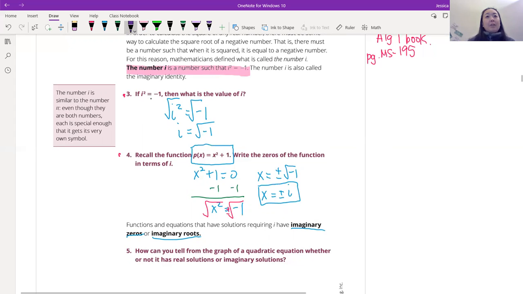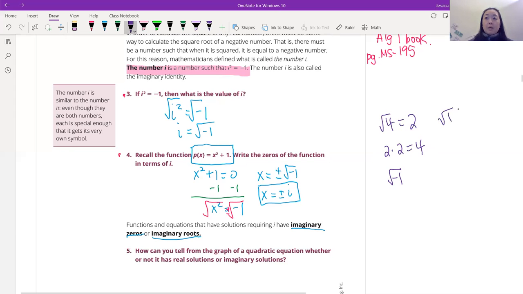If you remember right here, i squared is equal to -1. When we're solving the problem x squared plus 1 is equal to 0, we subtract 1 on both sides and get x squared is equal to -1. You square root both sides, and everything's good. But what is the square root of -1? I know that the square root of 4 is equal to 2, because 2 times 2 is equal to 4. But the square root of -1, what does it equal? What times what will give you -1?